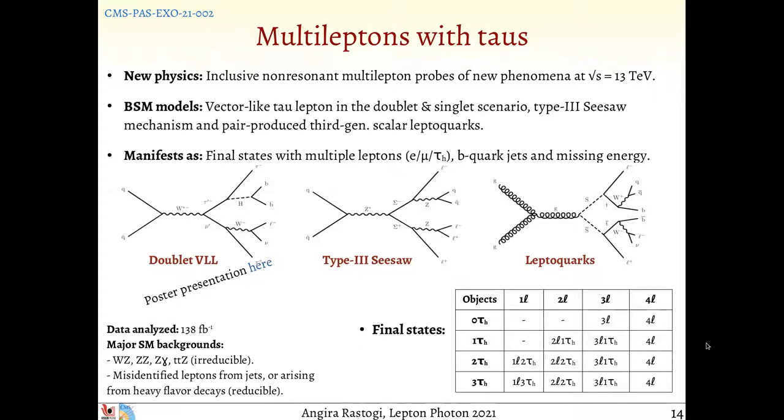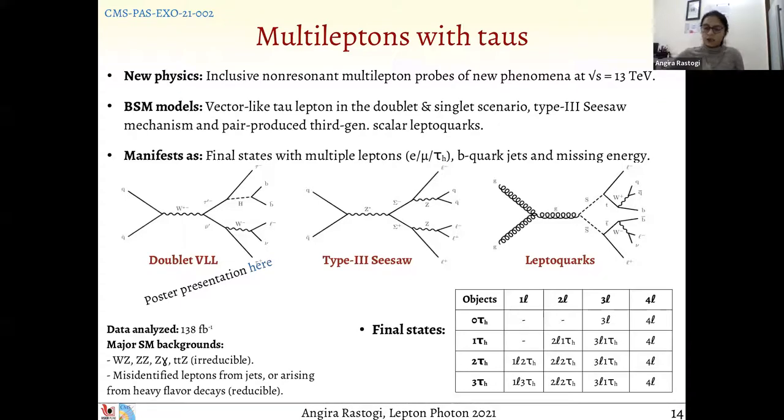So the taus are hadronic taus. We require a deep neural network ID on the tau with different working points for the versus-jet and versus-lepton discrimination. So it's a hadronic tau. And the light leptons can be produced from bosons or even from the tau decays.